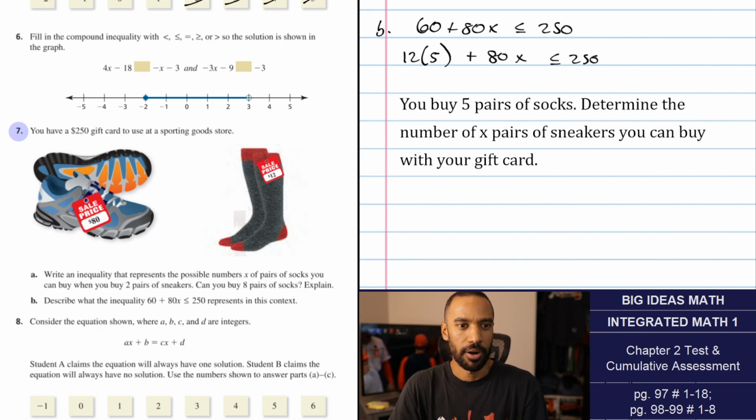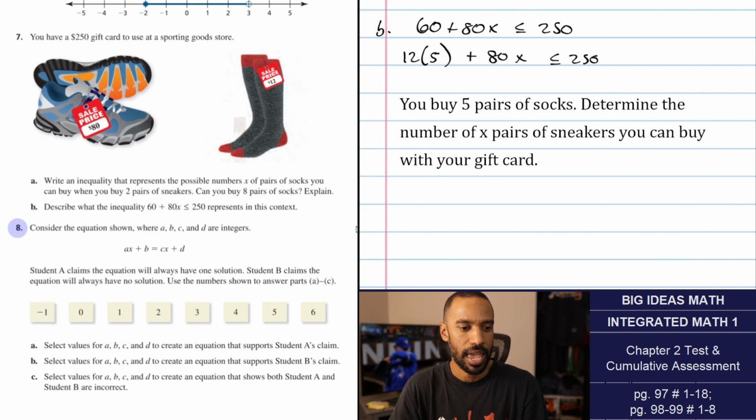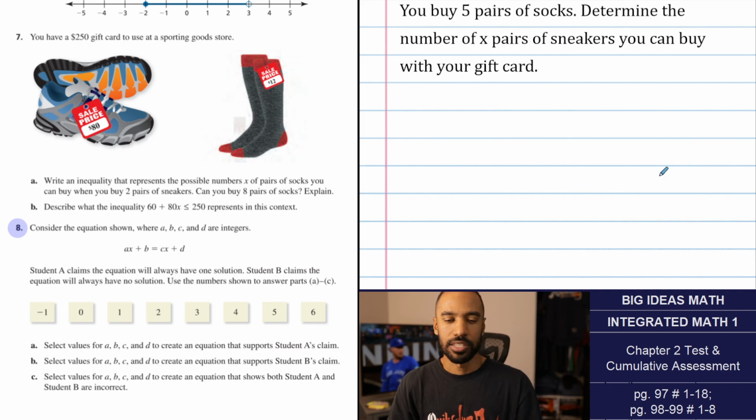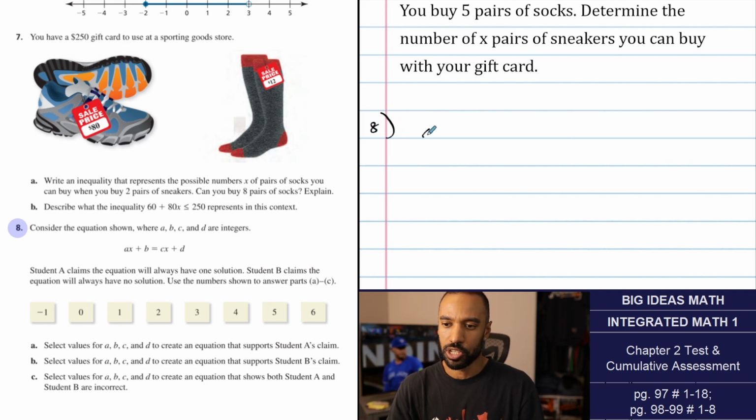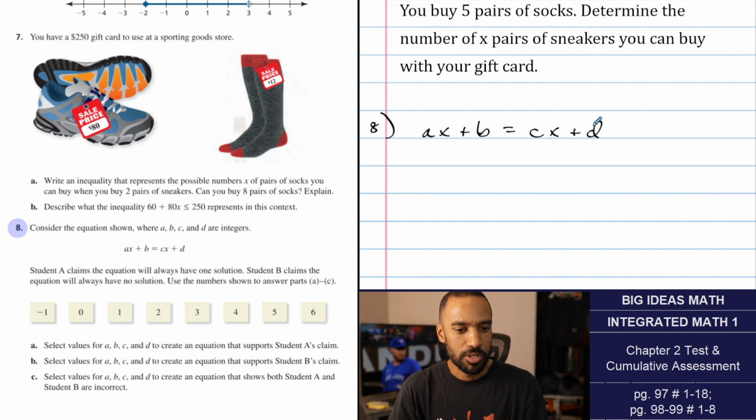Okay, last question, number 8. Just a few minutes on the clock before the hour mark, and 3 parts. Number 8, consider the equation shown, where A, B, C, and D are integers. It's an equation, but as we saw on the previous problem, it turned into an inequality at some point. Student A claims the equation will always have one solution. Not true. Student B claims the equation will always have no solution. Not true. Use the numbers shown to answer parts A to C.